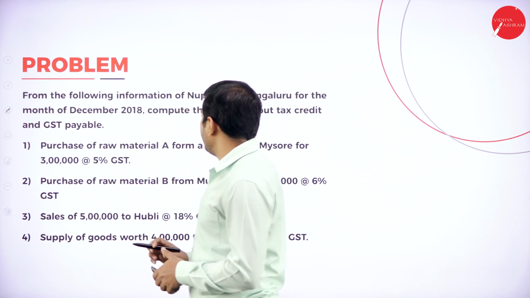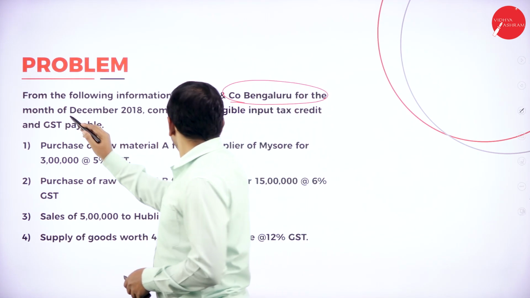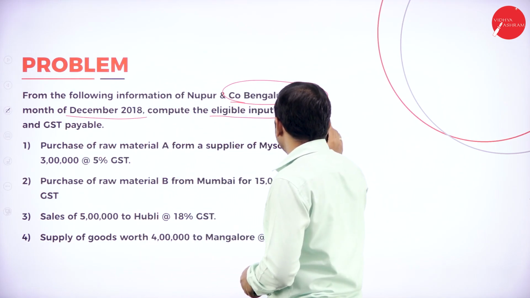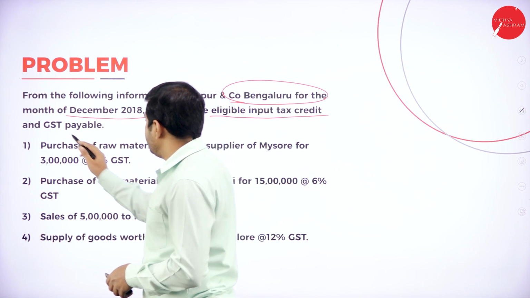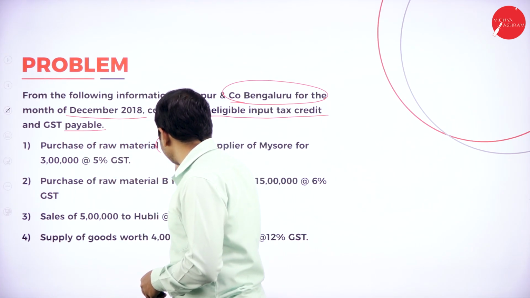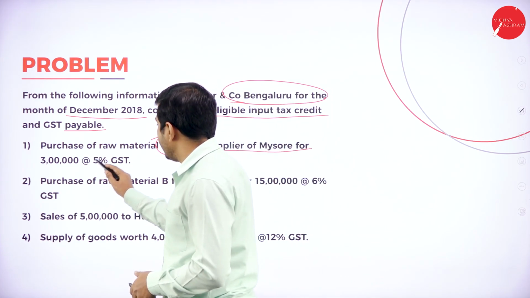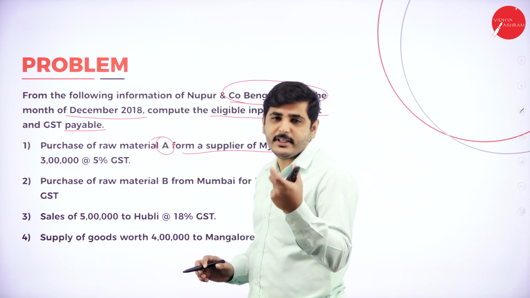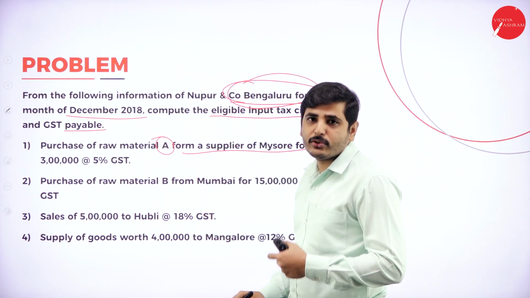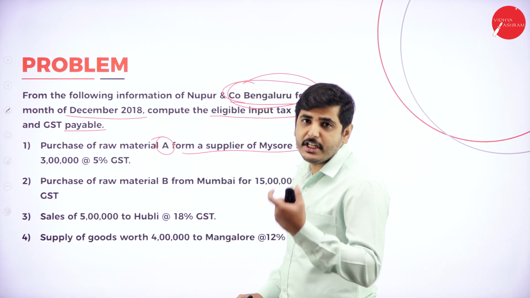From the following information of Nupur Company, Bangalore, for the month of December 2018, compute the eligible input tax credit and GST payable. So first point, purchase of raw materials A from a supplier of Mysuru for 3 lakh rupees at 5%. See, we are purchasing the product from Mysuru. So where is our company registered? Bangalore. So what do the ITC or GST rules say?